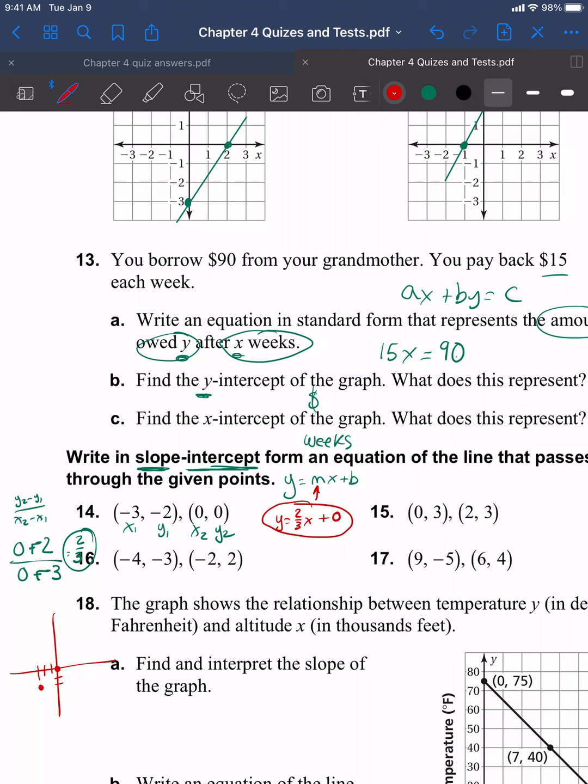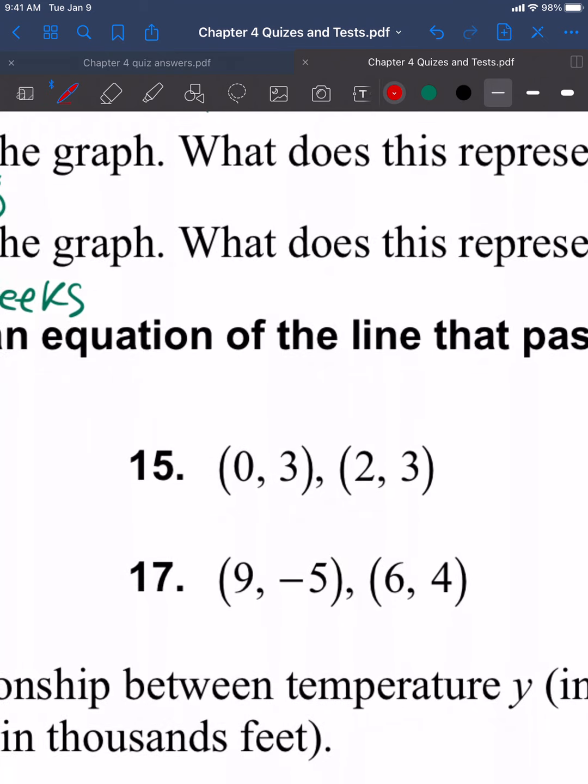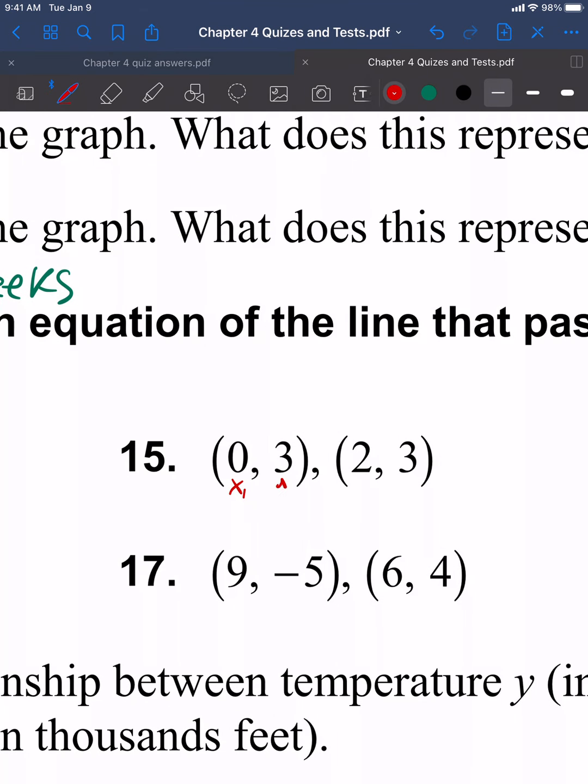This is the answer. Let's do 15. I'm going to erase my markings. You okay with that? So there's some space. Okay. All right, number 15. This is x1, y1, x2, y2.